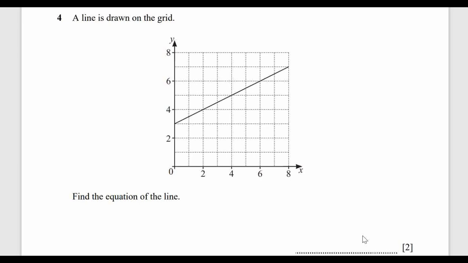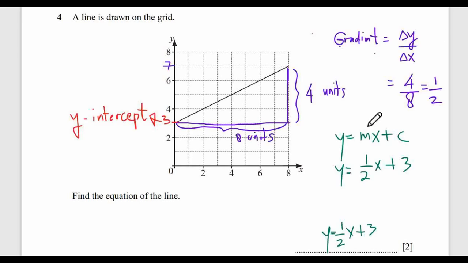Alright, let's check out the answer, guys. So the answer for this is y equals half x plus 3. How do you get that? First of all, we find the y-intercept, which is where the line cuts the y-axis, and it cuts at 3. So that is our y-intercept. So we plug into y equals mx plus c, where c is 3. That is the y-intercept. And how do we get half for the gradient?